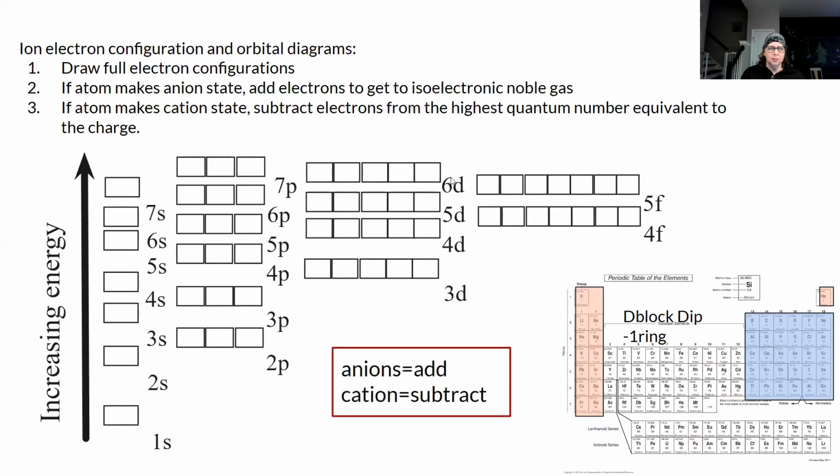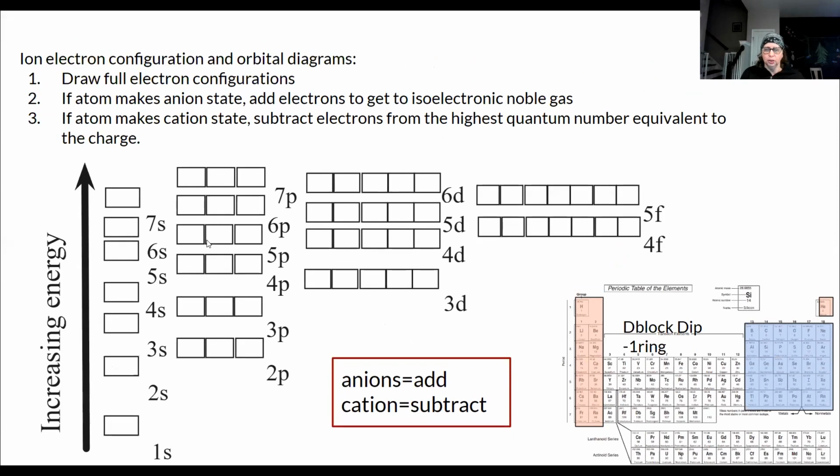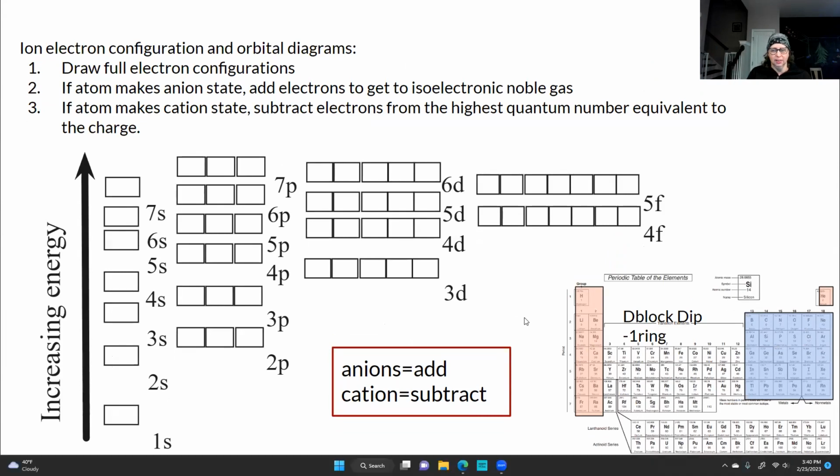So what's the rule to remember? Draw the full electron configuration and then add electrons if it's an anion, because the anions have more negative charge, or more electrons, or more boxes. Subtract boxes if it's a cation. So subtract those boxes off that electron configuration.